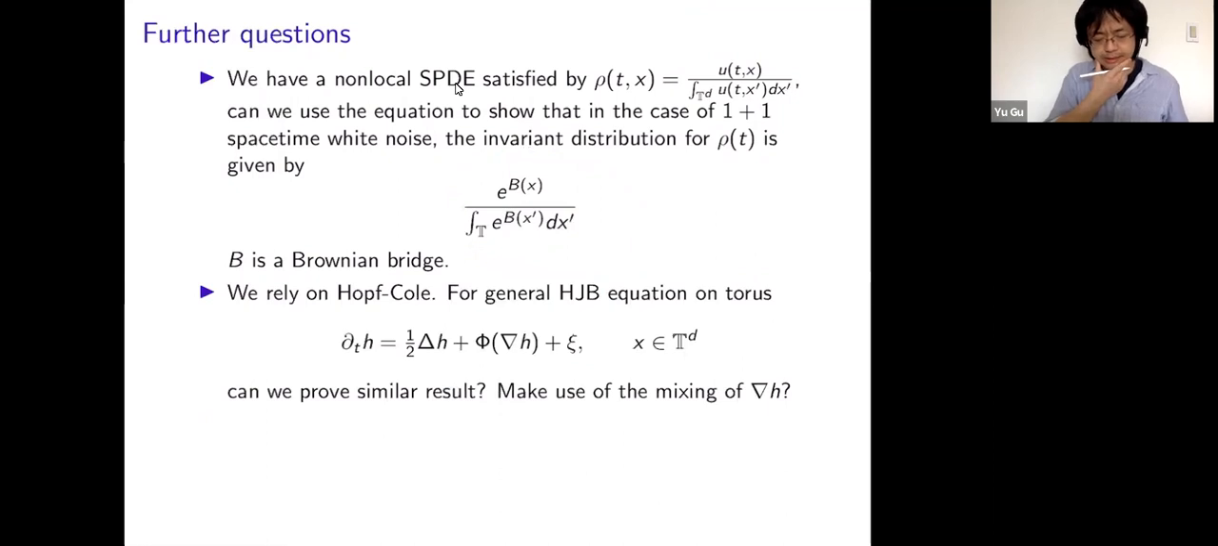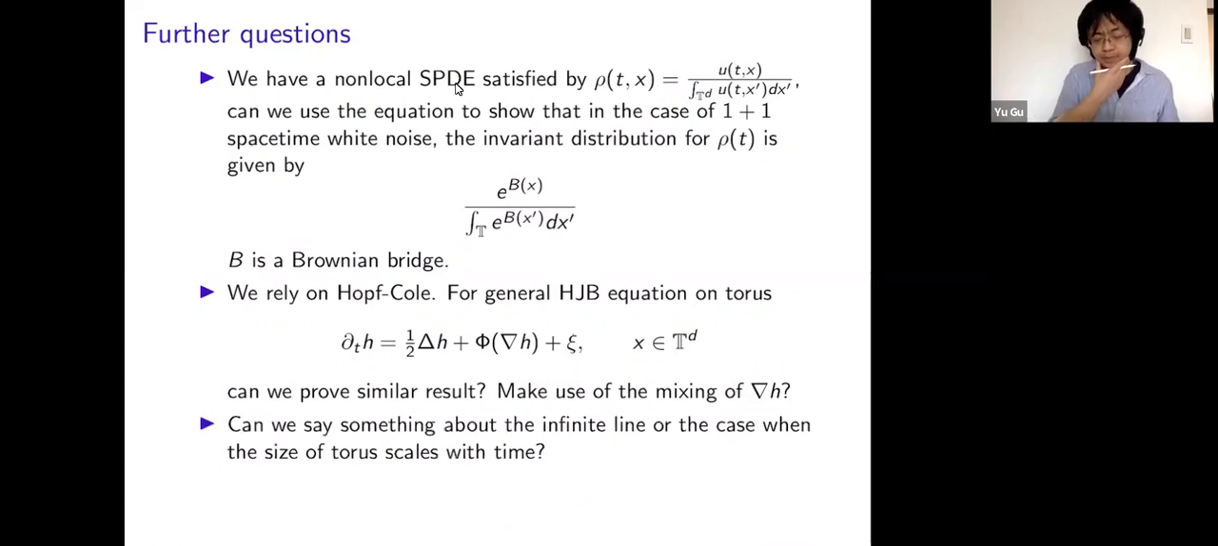A second question is this. We rely on this Hopf-Cole transformation, so we study this rho, which depends on the Hopf-Cole. For a general Hamilton-Jacobi equation, if you have a phi here, if you're on the torus, you expect a similar result, which is that H has Gaussian fluctuations. Then how do you prove this result? Presumably you have to make use of the mixing of grad H. I think that's more of an analytic question, maybe. So maybe Alex knows how to do that.